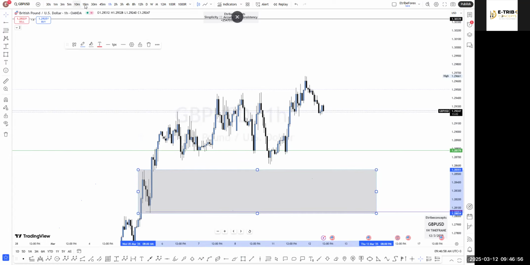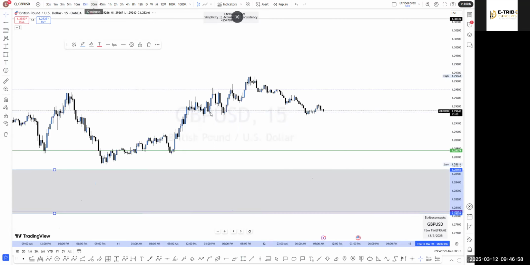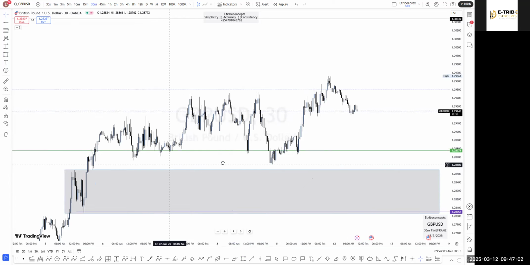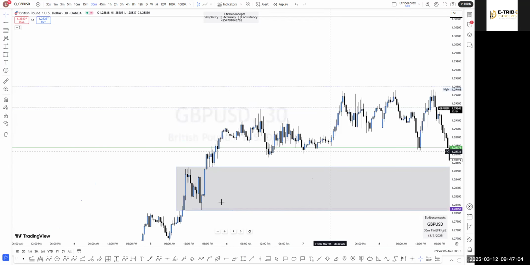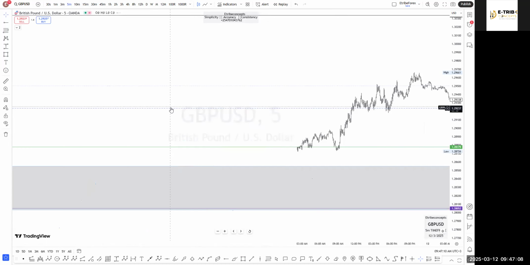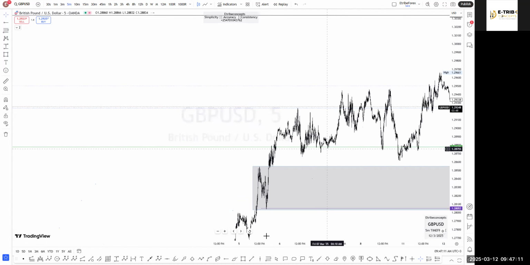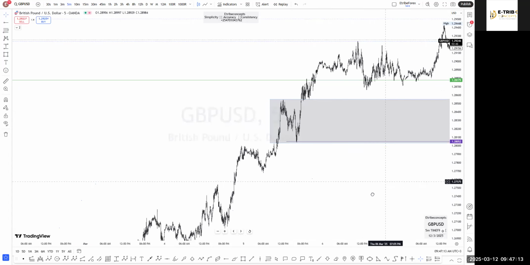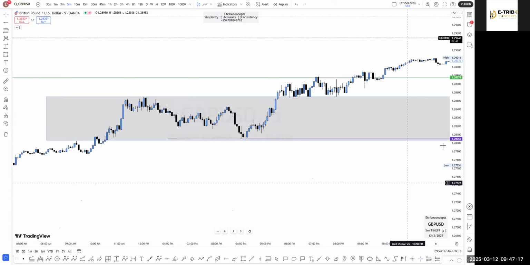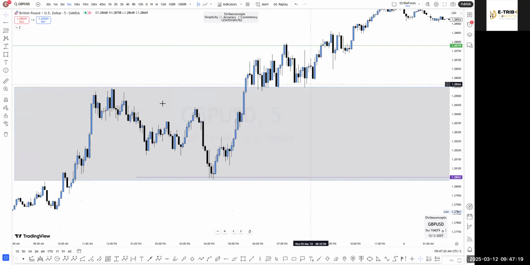Then if I go to 15 minutes, I can even use the 30 minutes. On 30 minutes, in fact, it's showing me very well. That is an impulsive candlestick. Better confirmation is on 5 minutes for me. Now, with this structure, I have two things. I have two things here.